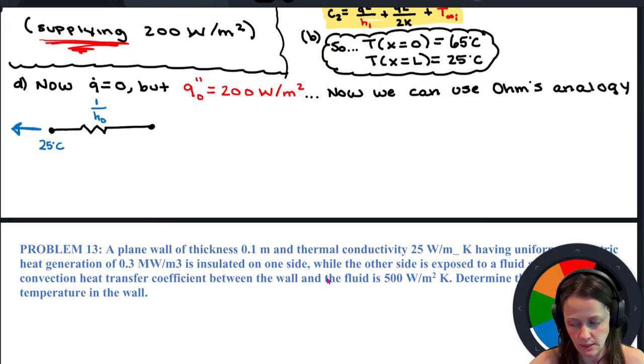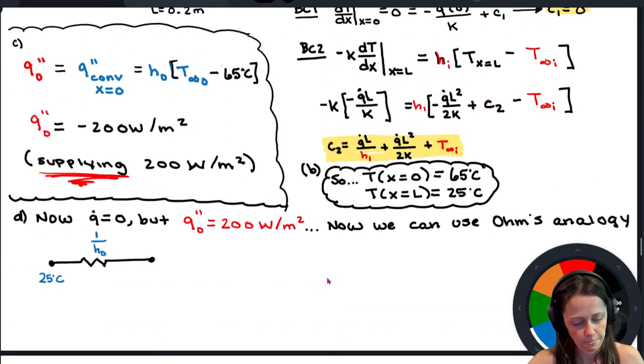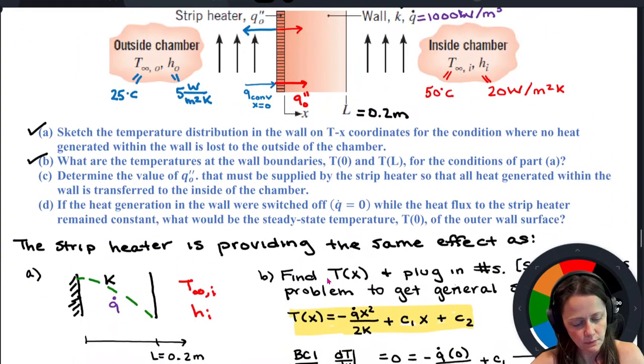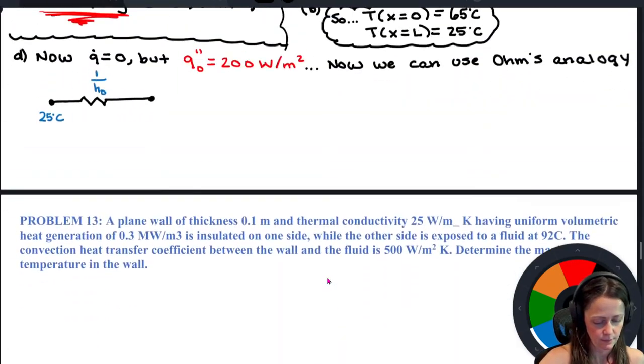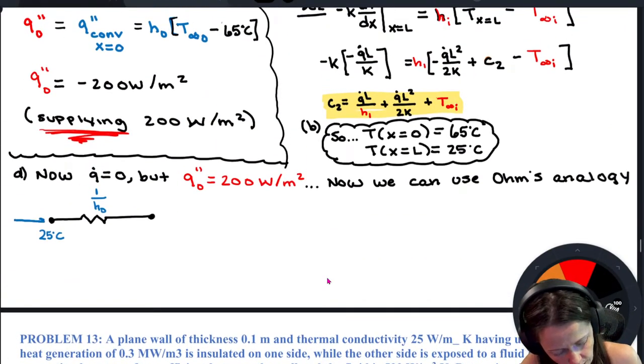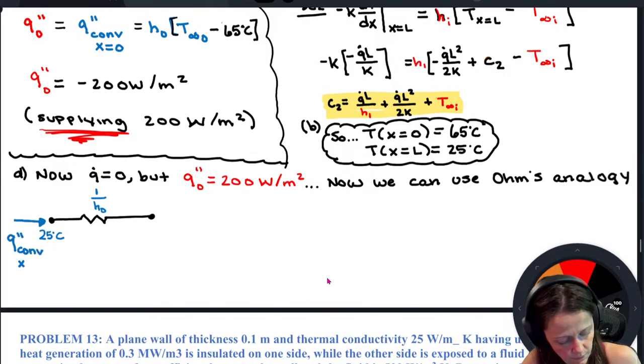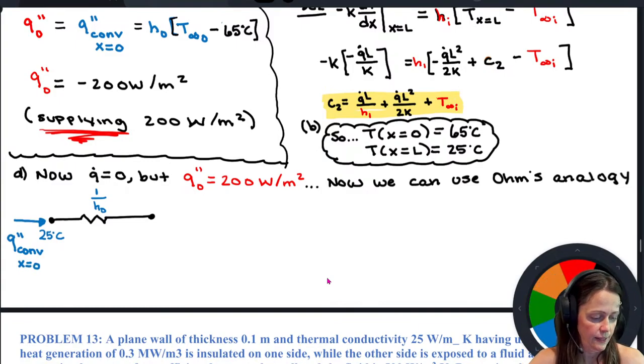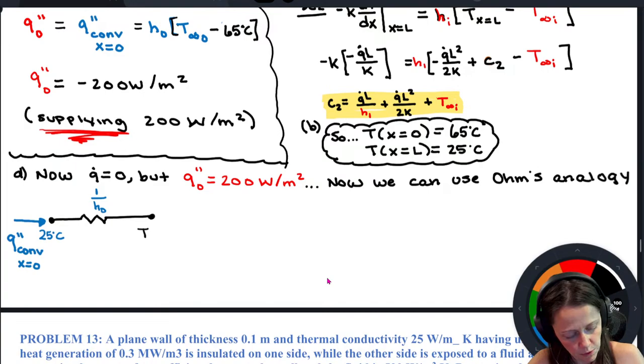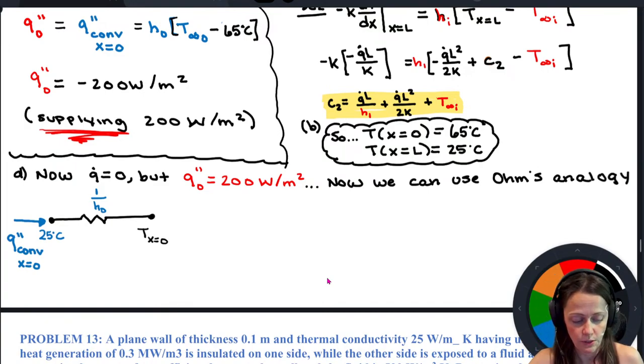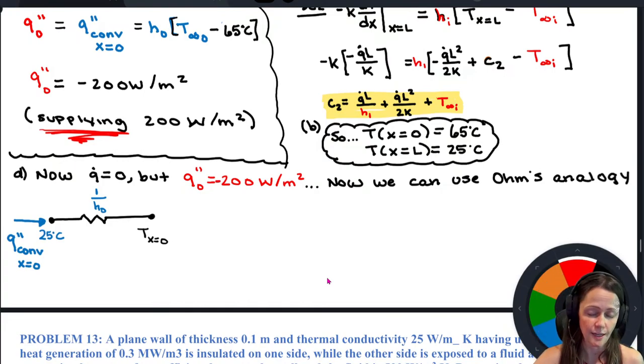You know what? I'm not regretting my decision. Let's keep with it. So remember how I had drawn my arrow up here? I'm going to keep it like that. So this guy is my q by convection at x equals zero. And then I have this temperature node, T at x equals zero. So that's fine. And by the way, I'm going to keep this negative. I know that it's supplying energy and not taking energy, but I'll be consistent all the way through. All right, so that's T at x equals zero.